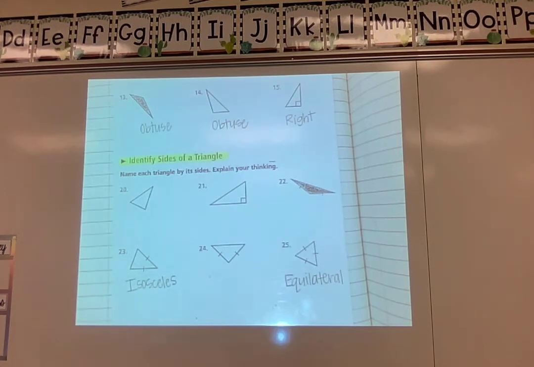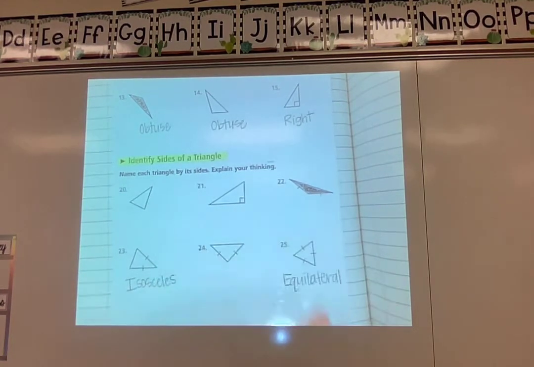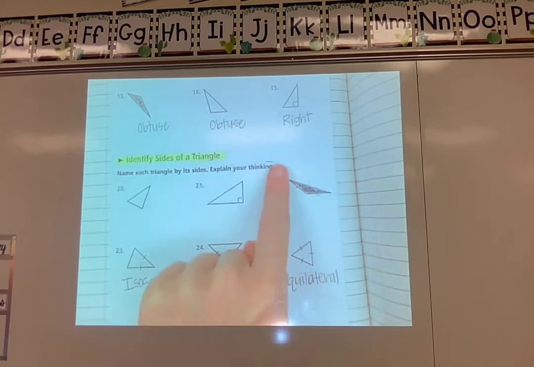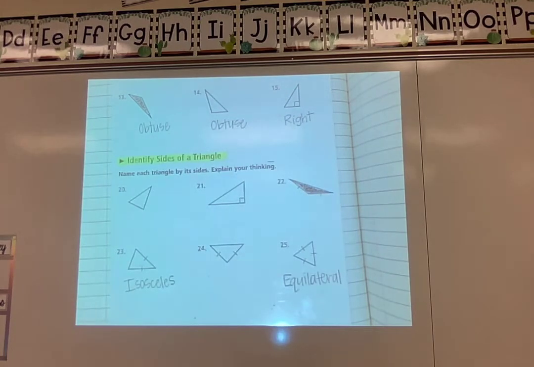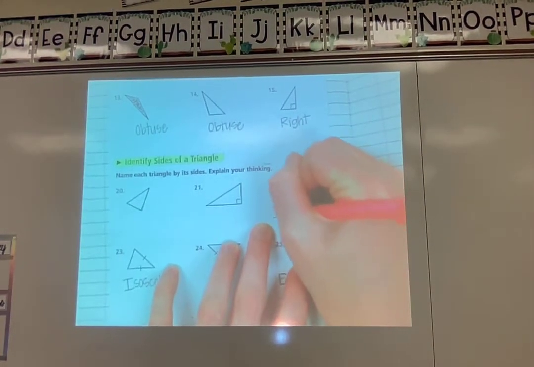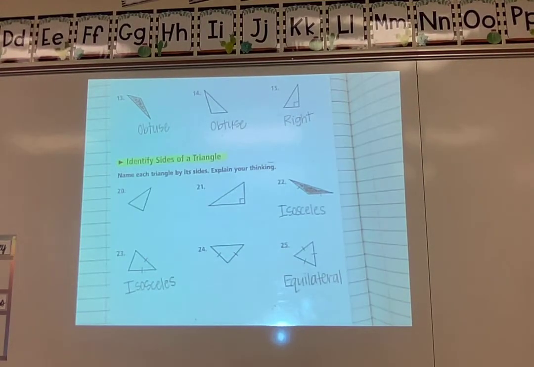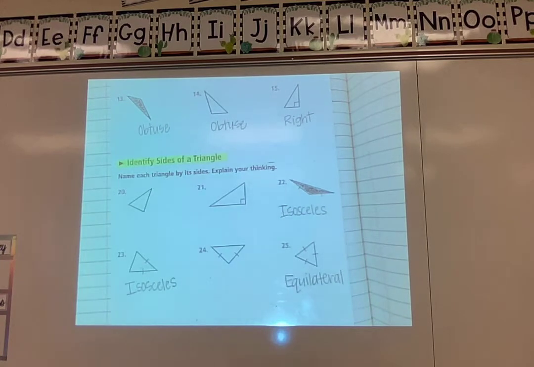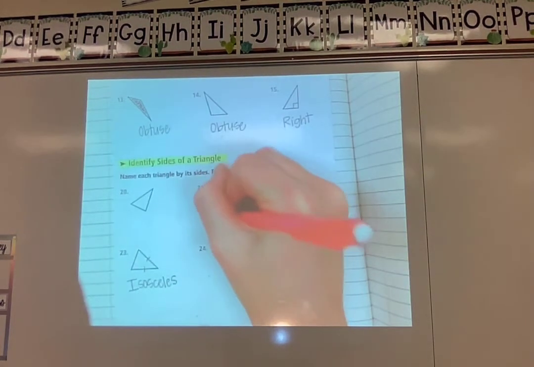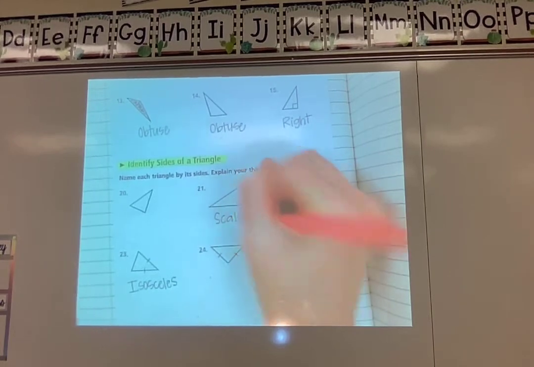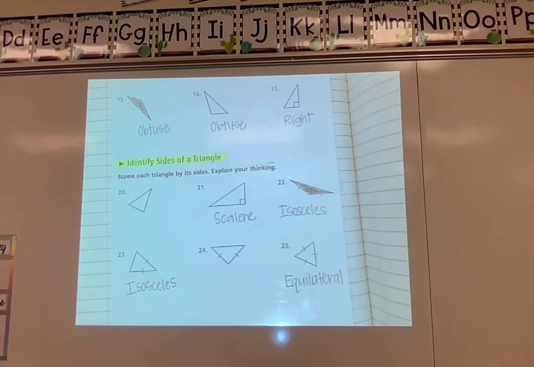Let's go to number 22 up here. Kind of hard to see, but I do see a tick mark here and here, but there's not one on the other side. So 2 sides are the same, the third one is different. That means it would be an isosceles triangle again. All right, next I'm going to go to 21. On 21, I notice there are no sides that are marked. So that must mean that they're all different or they would have marked them for us. So if they are all different lengths, none of the sides are the same, that is called scalene. That one is scalene.